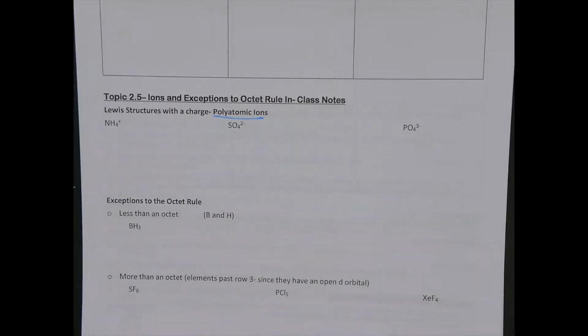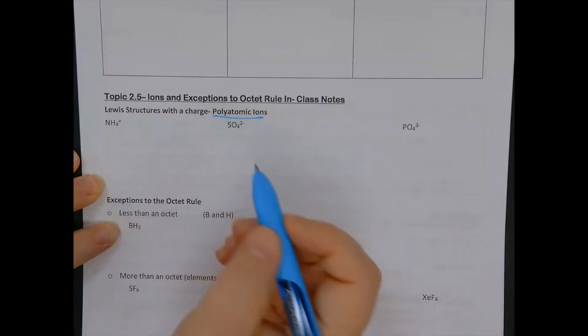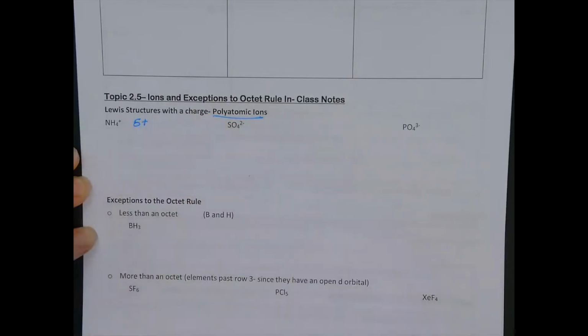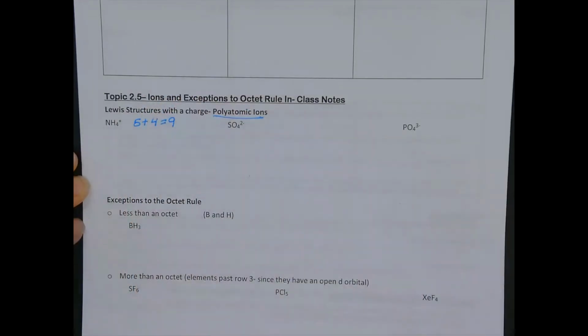So when we want to draw a dot structure, the first thing we have to do is add up the total number of electrons that we have, our valence electrons. So we need to add them up for all of these elements here. How many valence electrons does nitrogen have? 5. How many does hydrogen have? 1. But there's 4 hydrogens, so that gives us 4 valence electrons. So we would have a total of 9 valence electrons coming from our elements there.